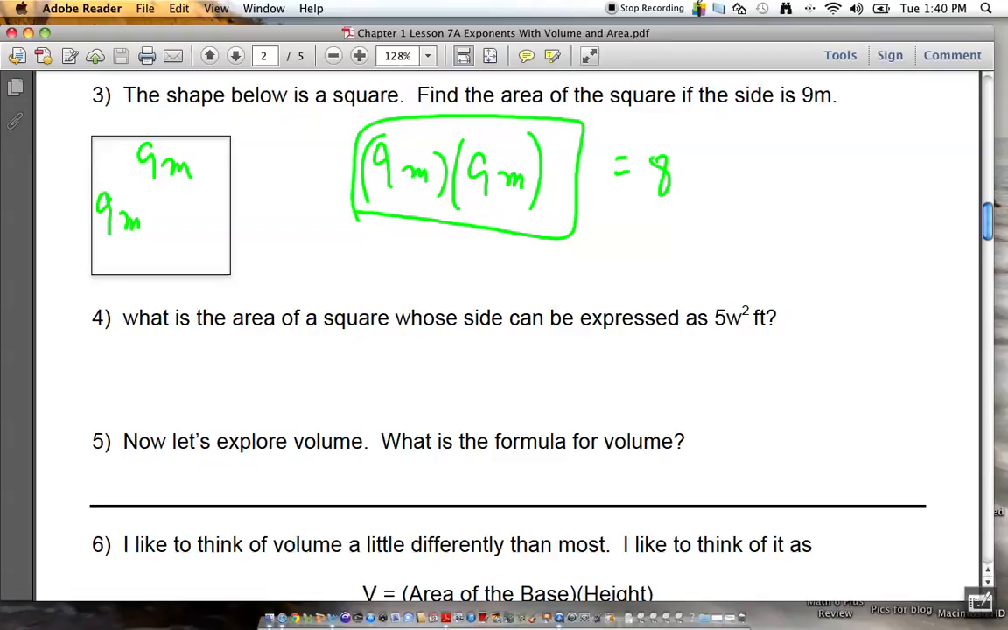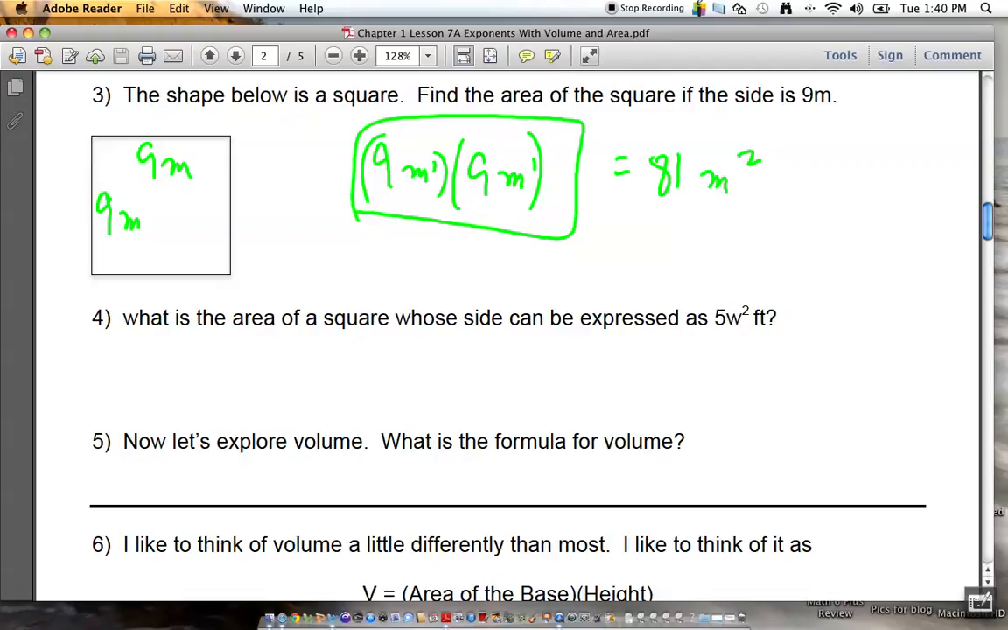81 what? M squared, right? Because there's a 1 there and a 1 there. And what's the rule? Multiply coefficients and do what to the exponents? Add the exponents. So when we are multiplying, like we are here, length times width, 9m times 9m, I multiply coefficients, 9 times 9 is 81, add exponents, m squared.